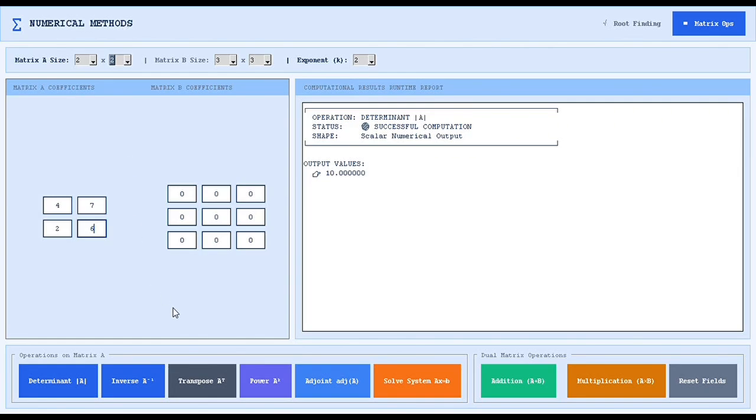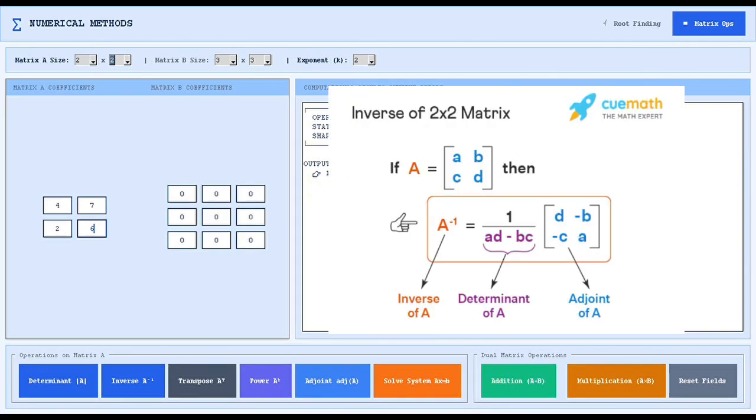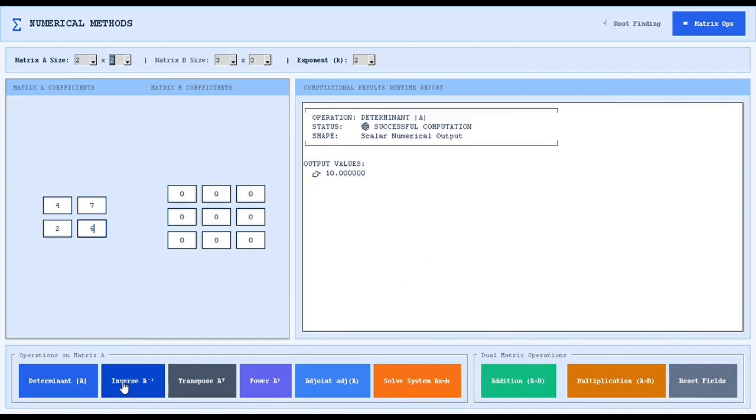Next is the inverse. The program computes the reciprocal matrix using numpy's linalg.inv. I also added a validation guard here. If you try to invert a matrix with a determinant of 0, which is called a singular matrix, the app catches that and displays a clear error message instead of crashing. For our matrix, the result is 0.6 and negative 0.7, negative 0.2, and 0.4.